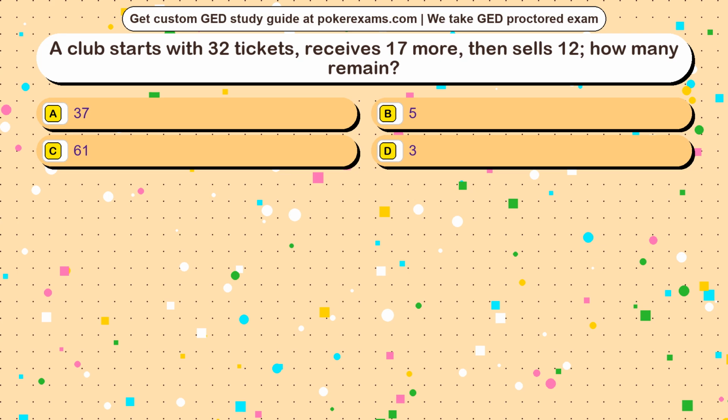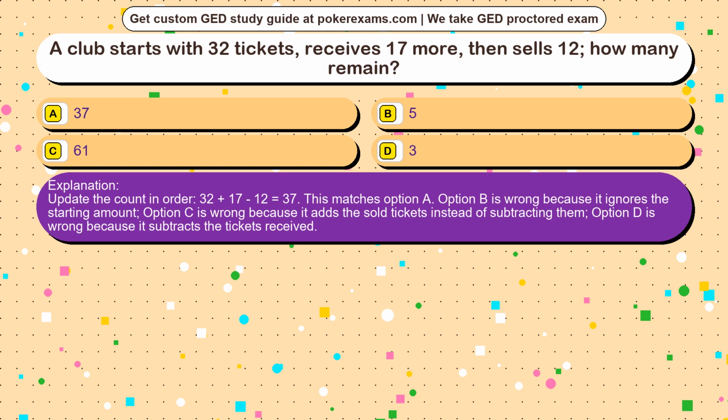The correct answer is option... Update the count in order. 32 plus 17 minus 12 equals 37. This matches option A. Option B is wrong because it ignores the starting amount. Option C is wrong because it adds the sold tickets instead of subtracting them. Option D is wrong because it subtracts the tickets received.